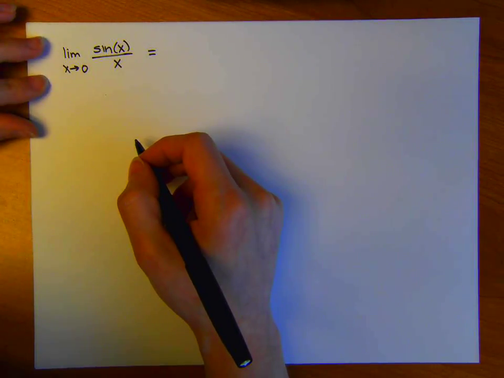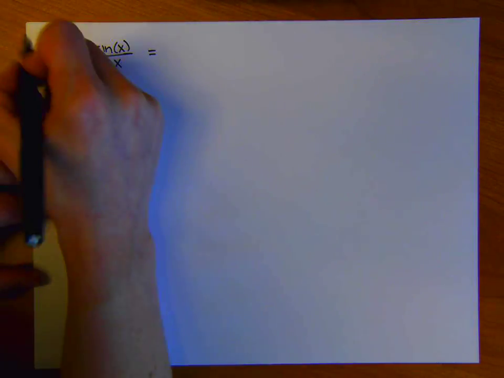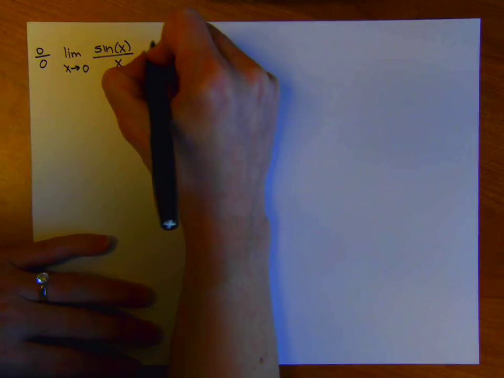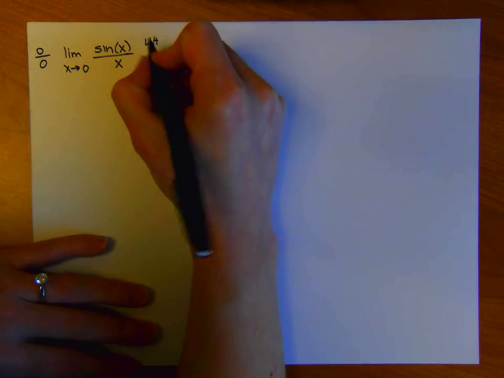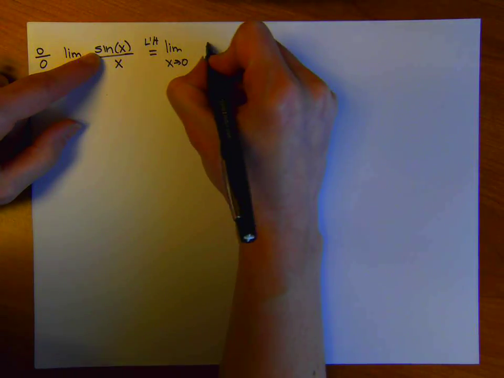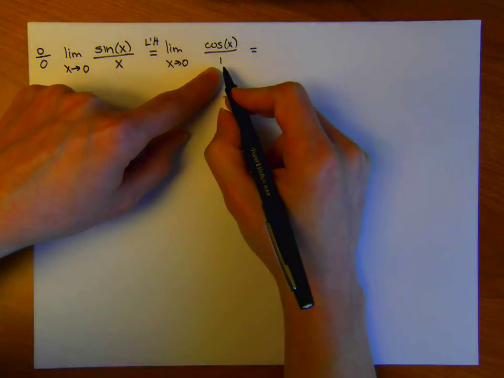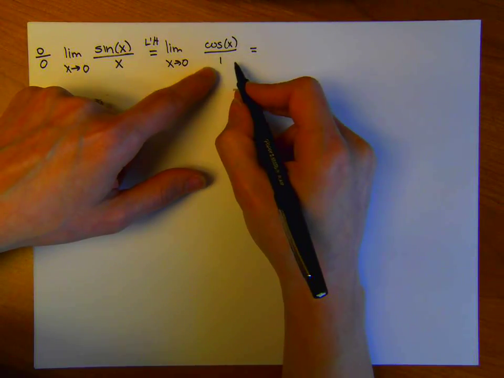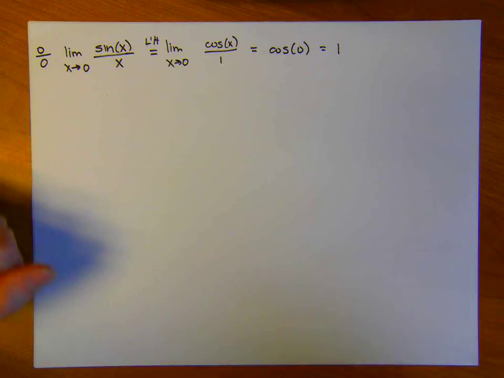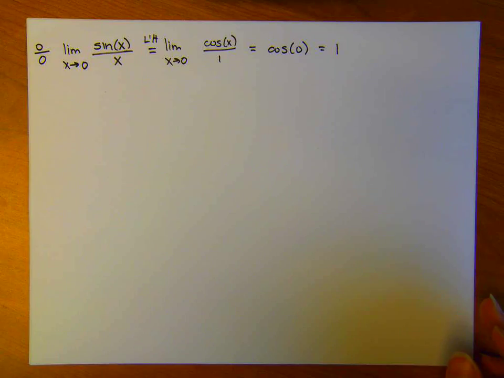So notice first off that I can use L'Hopital's because if I plug in 0, I get 0 divided by 0. That's the thing you should always do first to check. So I do get 0 over 0, so I'm going to apply L'Hopital's, and I get the limit as x approaches 0 of, the derivative of sine is cosine, derivative of x is 1, and notice now that I can simply plug 0 in because this is now continuous at 0, and I get cosine of 0, which is 1. So same thing that we had before when we went through that geometrical proof.